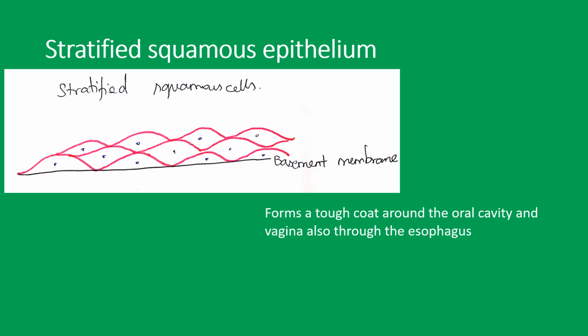Stratified squamous cells form a tough coat around the oral cavity and vagina, and also the esophagus. So stratified squamous cells are tough cells. They don't secrete much, but they form a tough layer of protection. Like if food goes through the esophagus, the rough edges of the food might damage the esophagus, but to prevent the damage, these squamous epithelia are formed.